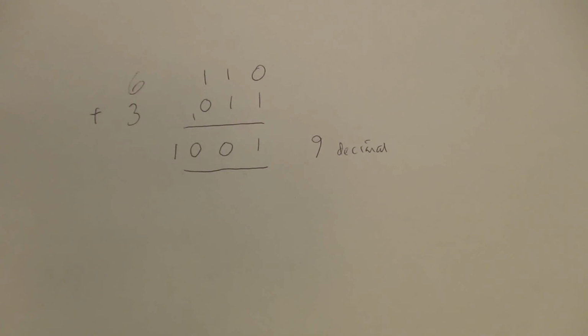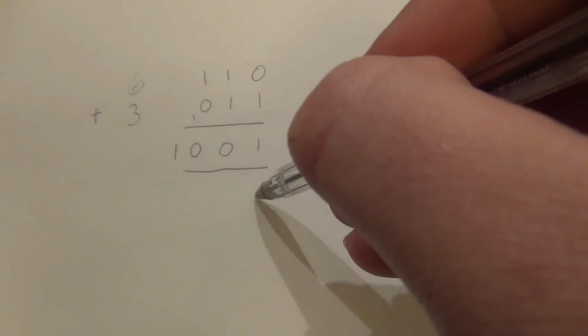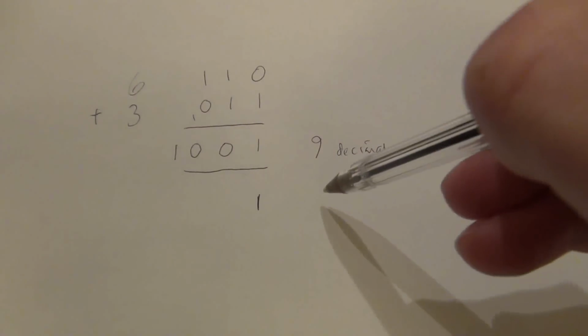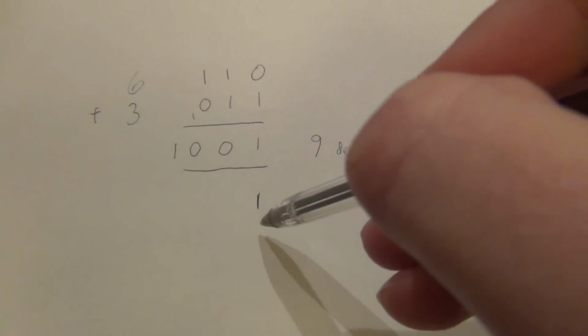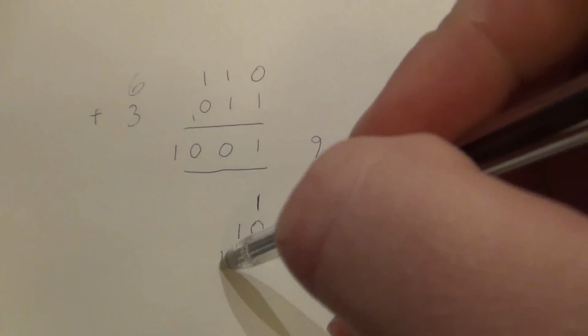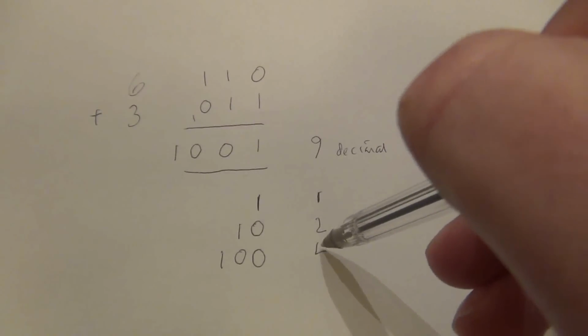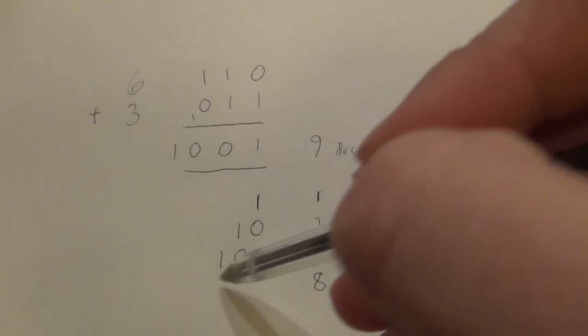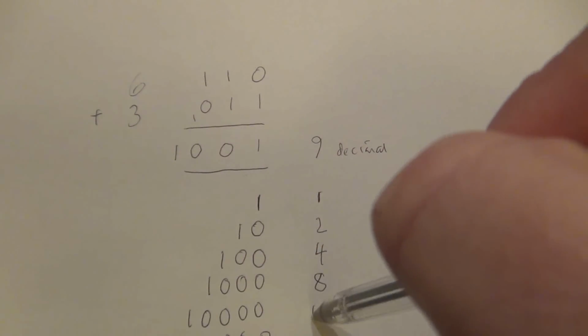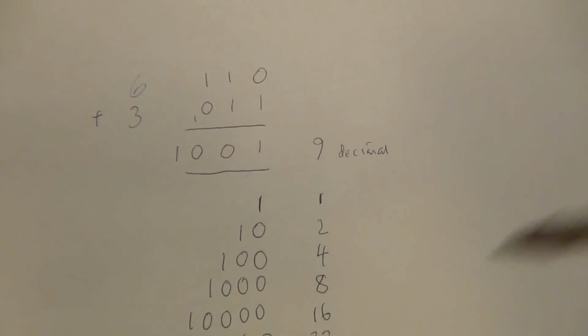Now, there are some special numbers which only have a single 1 and everything else is 0. And these are all the powers of 2. So, we'll start off with 2 to the power of 0, which is just 1 on its own. That's the number 1. 2 to the power of 1 is 1, 0. That's 2 in decimal. 1, 0, 0 is 4. 8 is 1, 0, 0, 0, etc. Like that. So each one is just a factor of 2 higher, 16, 32, etc.